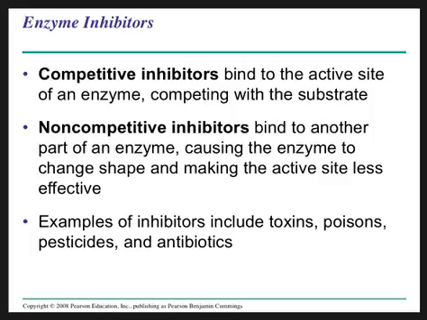But some examples of inhibitors are things like toxins, poisons, pesticides, antibiotics. That's exactly how antibiotics work against bacteria. They prevent them from reproducing. They break down in some cases, they break down their cell walls. They prevent them from reproducing, any of that sort of thing.